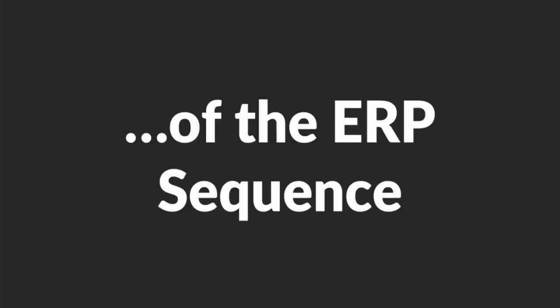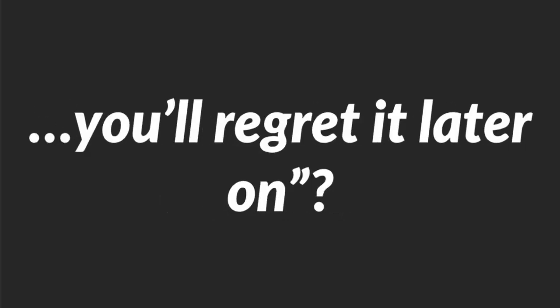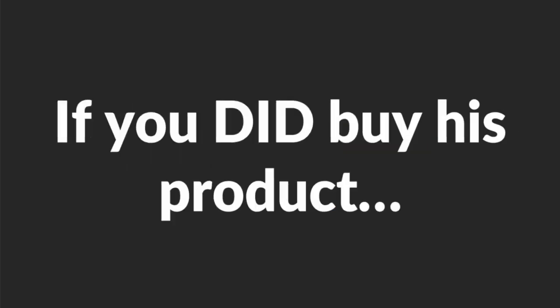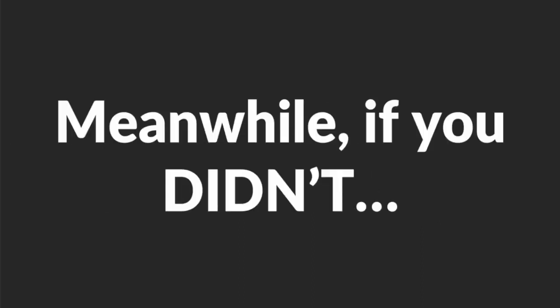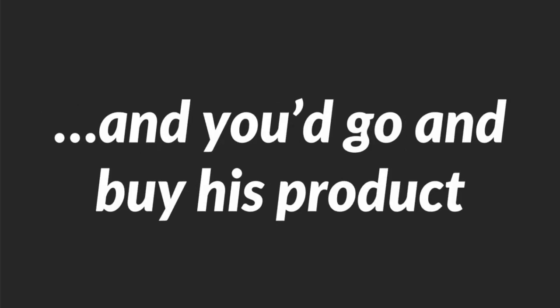Now, let me explain the second part of the ERP sequence, prophecy. Have you ever had a salesman tell you something like, if you don't buy this now, you'll regret it later on? That's prophecy, and here's why it's powerful. If you did buy his product, then he got what he wanted from you, a sale. Meanwhile, if you didn't buy his product then, and then later on, you did regret it, you'll think, yup, that salesman was right, and you'd go and buy his product.